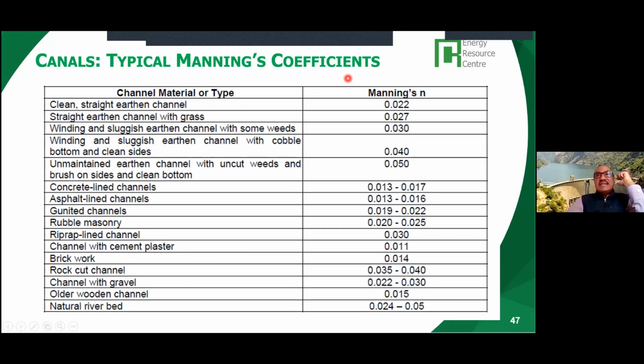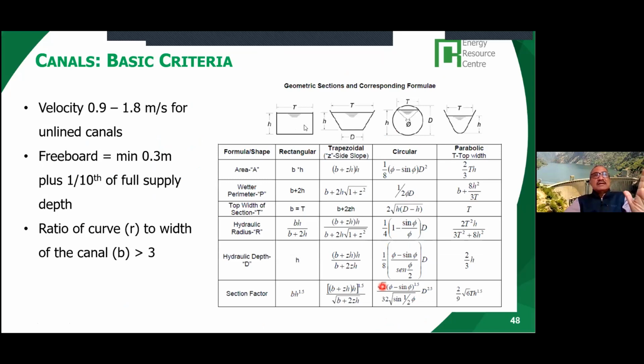Okay, and the Manning's n, the friction losses: for earthen channel, straight section, clean, it is 0.022. For straight with grass, it's 0.03. The rougher it is, the higher the roughness coefficient. For brickwork, for natural bed, it's 0.024 to 0.05. And this is based on empirical studies from different areas and rivers.